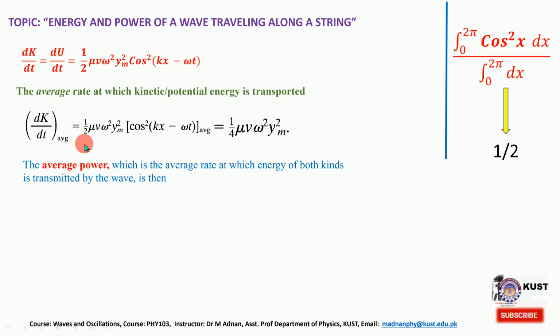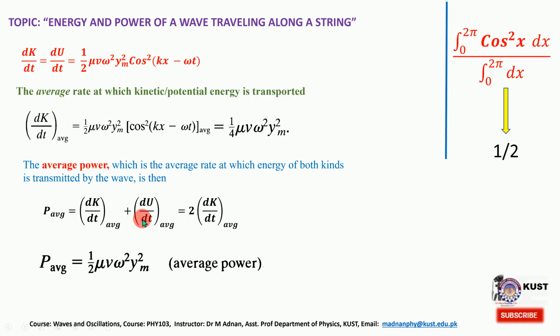Now the second thing is the power, which is the average rate at which energy of both kinds is transmitted by the wave. That is the sum of the kinetic energy and the potential energy. Since they are equal, one can stick to one of them, so this will be 2 times. As we discussed on the previous slide, the total energy is the sum of the two energies. So if we put in this average rate at which the kinetic energy is transported, the average power expression comes out to be 1 over 2 mu v omega square ym square.